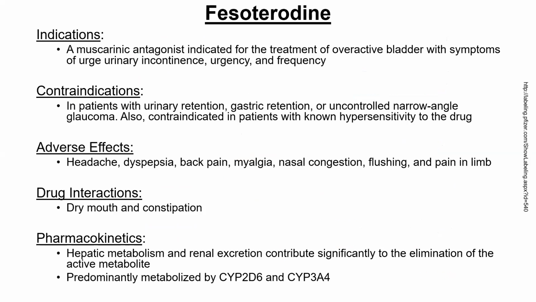This drug also belongs in the same class, and it is used for the treatment of overactive bladder with similar symptoms, urinary incontinence, urgency, and frequency, as in the previous lecture. Contraindications are similar. Adverse effects: headache, dyspepsia, back pain, myalgia, nasal congestion, flushing, and limb pain. So there is one other component you have to be careful with, which is the pain part. Drug interaction is dry mouth and constipation.